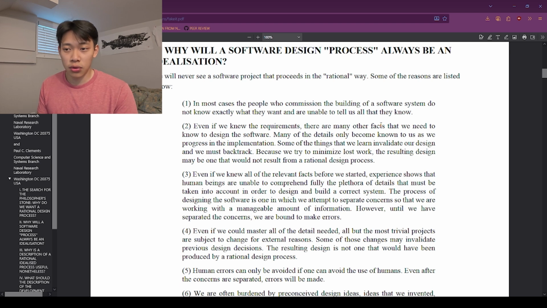3. Even if we knew all of the relevant facts before we started, experience shows that human beings are unable to comprehend fully the plethora of ideas that must be taken into account in order to design and build a correct system. The process of designing software is one in which we attempt to separate concerns so that we are able to work with a manageable amount of information. However, until we have separated these concerns, we are bound to make errors.